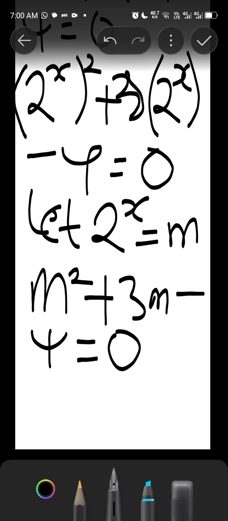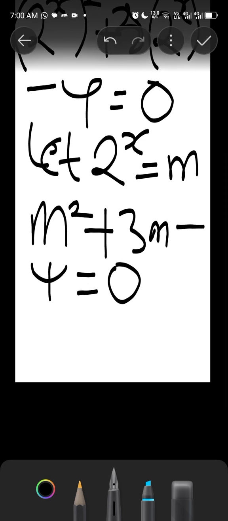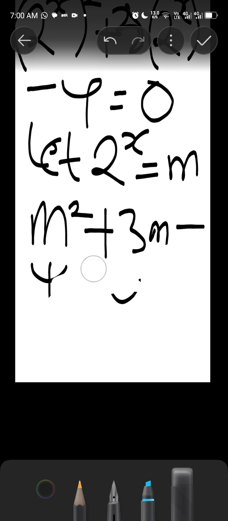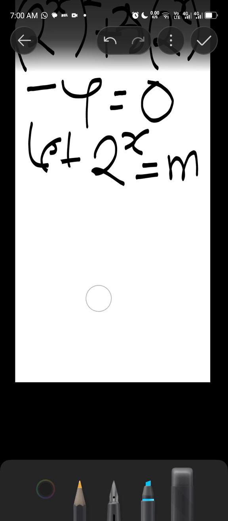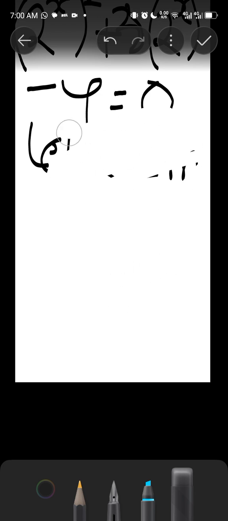As you can see, this is a quadratic equation. So we're supposed to solve for it. That is by finding the product, first, by finding the sum, the product, and the factors. Then we solve for m.